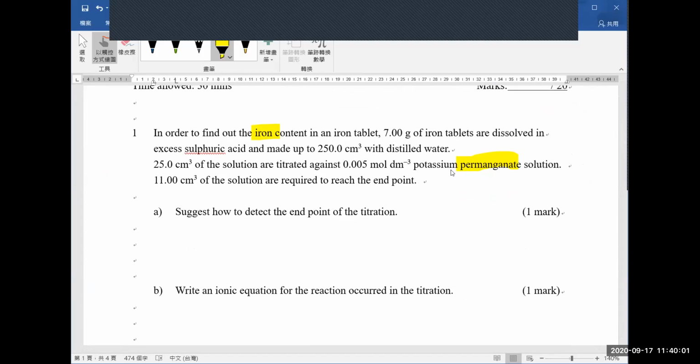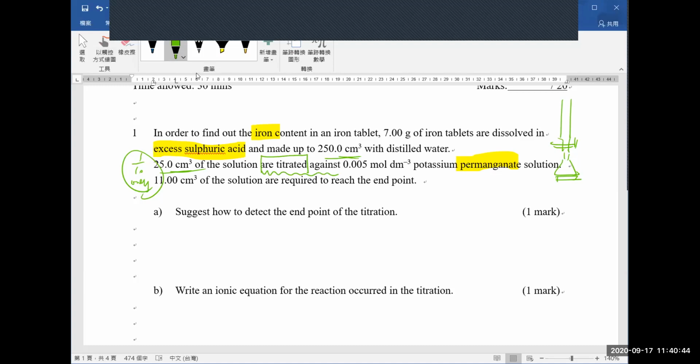You are going to dissolve the iron tablets, about 7.0 gram, into excess sulfuric acid. So I want to acidify the solution and make it 250.0 cm cube. You extract only 1/10, and you are going to titrate against. Can you see the words titrate against? So this is another direction of what we will see in the conical flask.